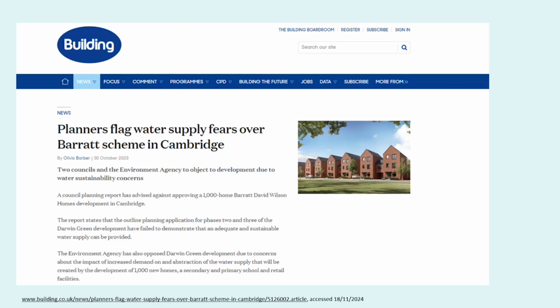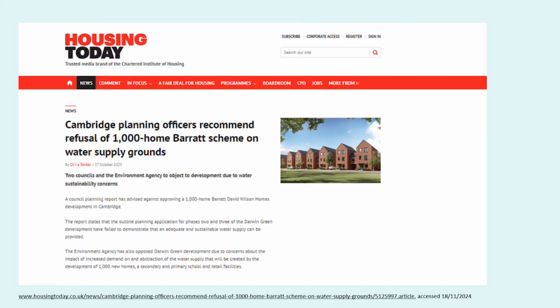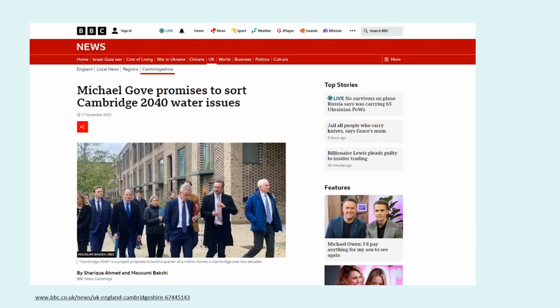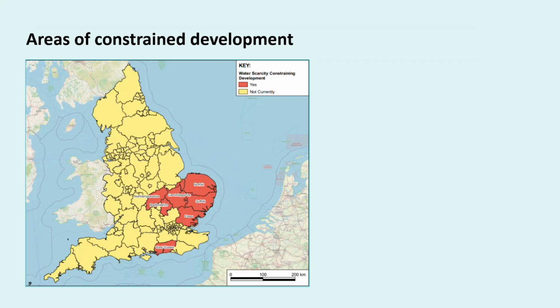This is just a few examples of the situation in the local press. And one more, please. Causing very significant issues for developers in the region. And I think one or two more. So very significant population growth by 2040. Thank you.